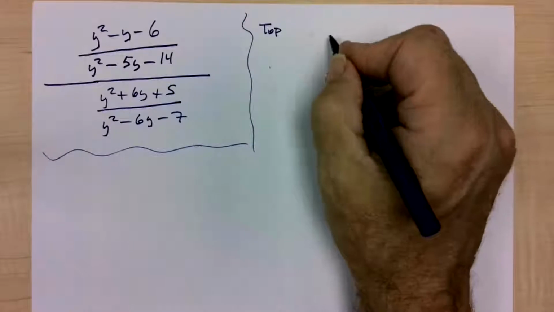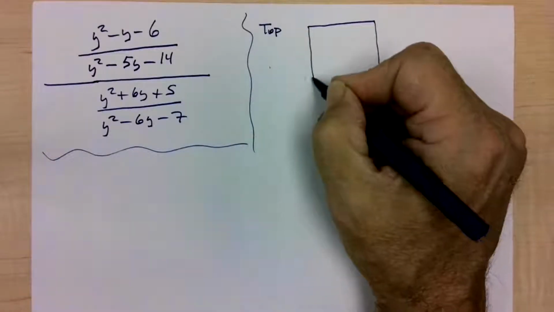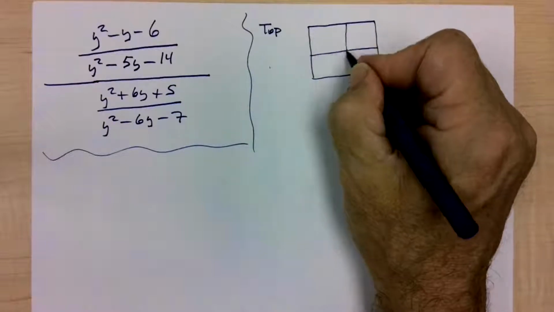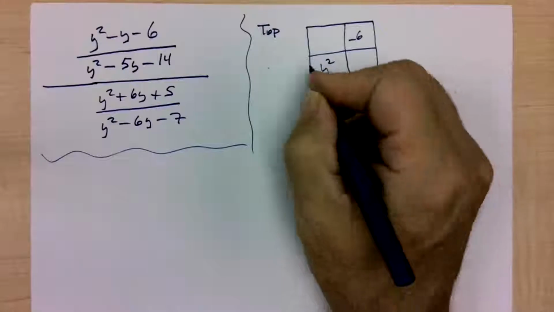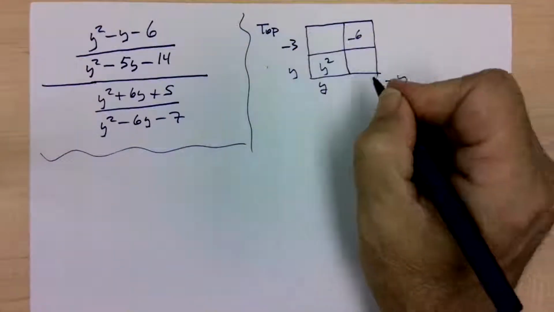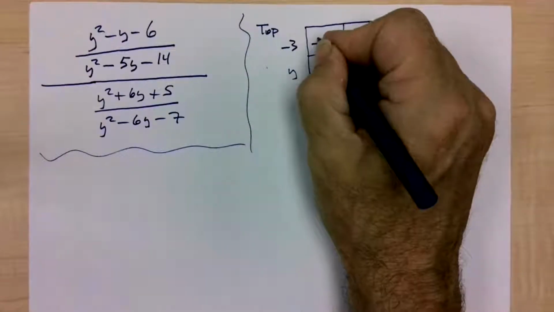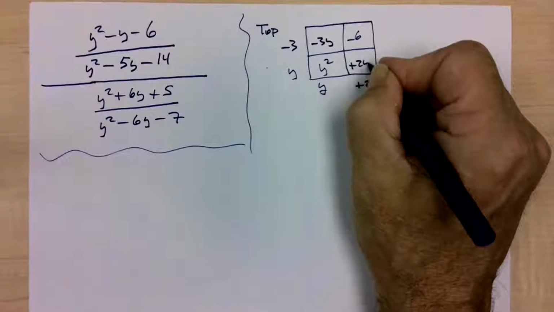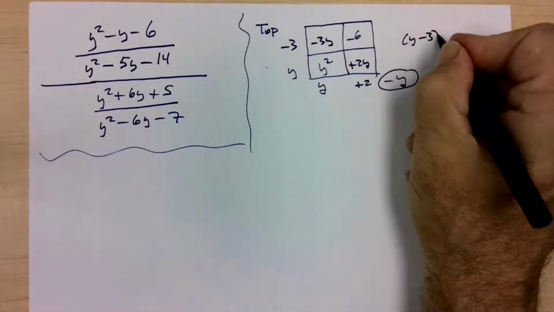So the top here, y squared minus y minus 6. Let's go ahead and factor that. Y squared, minus 6, minus y. Y times y, I think it's minus 3 times plus 2. It will give me minus 3y and plus 2y, which is minus y. That gives me y minus 3 times y plus 2.